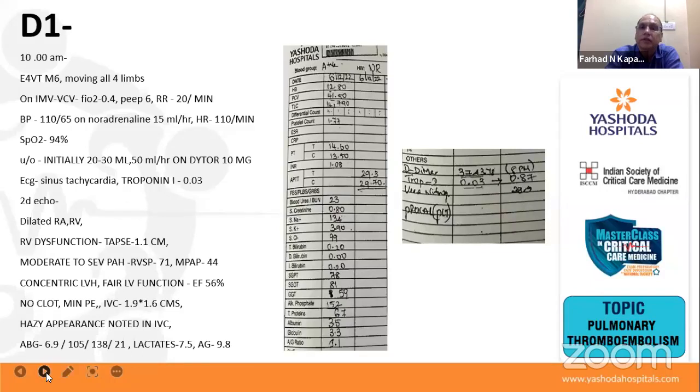Okay, continue. ECG showed sinus tachycardia, troponin was negative. 2D echo showed dilated RA-RV, RV dysfunction with tricuspid annular plane systolic excursion of 1.1 centimeter, moderate to severe PAH, right ventricular systolic pressure of 70. Is moderate to severe PH a sign of acute pulmonary embolism?